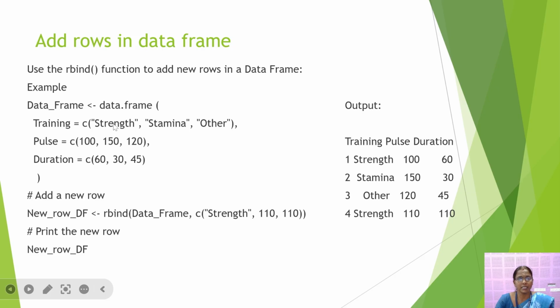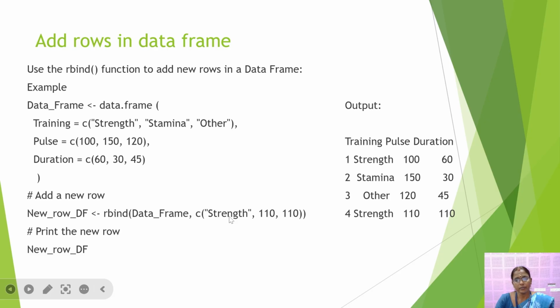So the first vector is strength, training, the second vector is pulse, the third vector is durations. All those vectors can be represented in the form of a data frame. Suppose you want to add one more row, you have to use the rbind function. Within the rbind function there are two parameters. The first parameter is the data frame name, and the second parameter is the newly added row, taken in vector format.